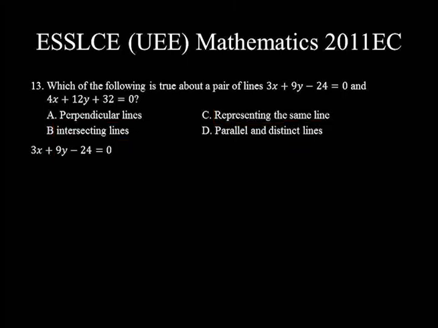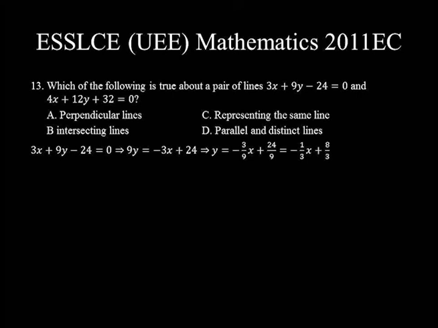That's 3x plus 9y minus 24 is equal to 0. It can be rewritten, taking 3x and negative 24 to the right of the equation, as 9y is equal to negative 3x plus 24. Dividing both sides by 9, we find y is equal to negative 3 over 9 x plus 24 over 9, which is equal to negative 1 over 3 x plus 8 over 3.